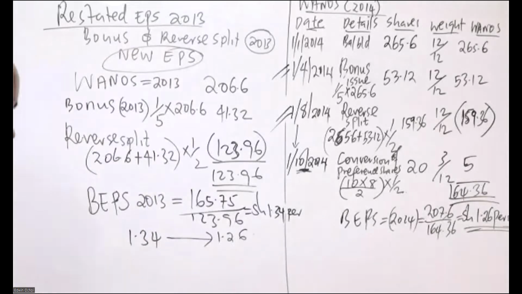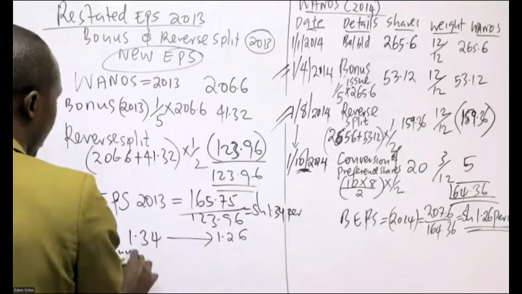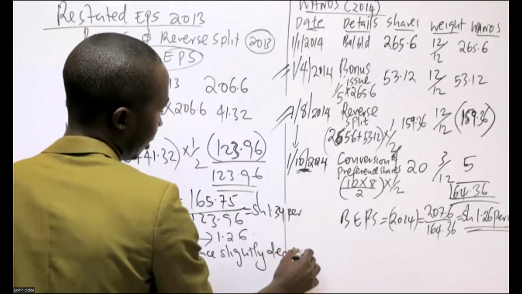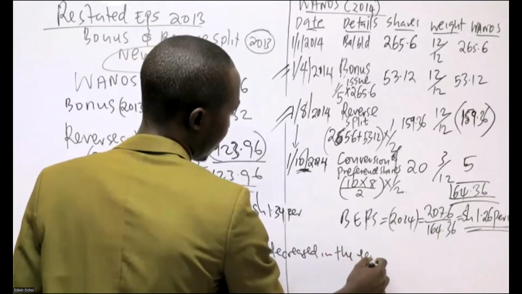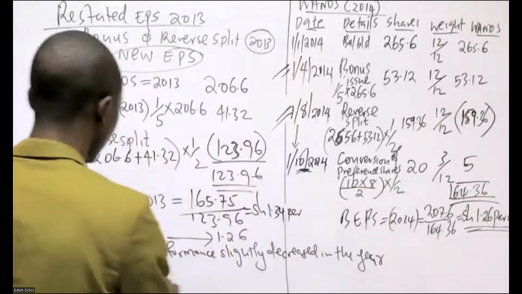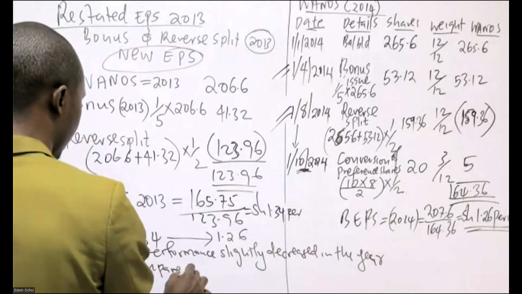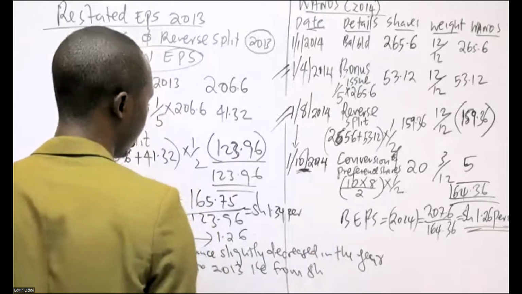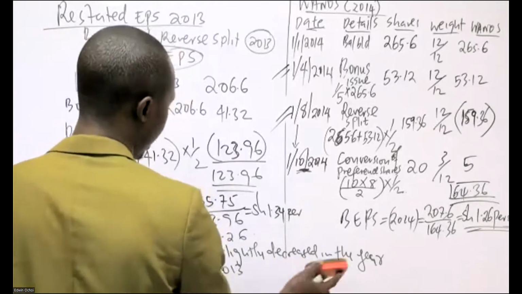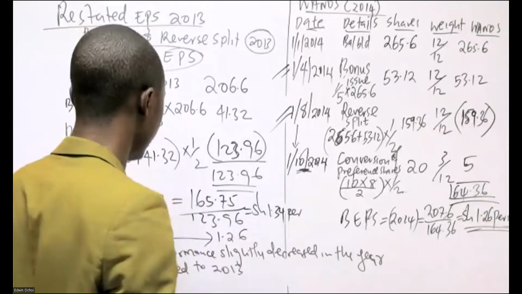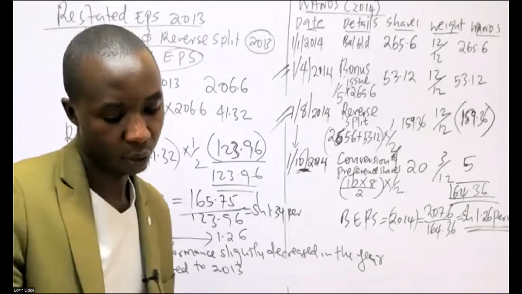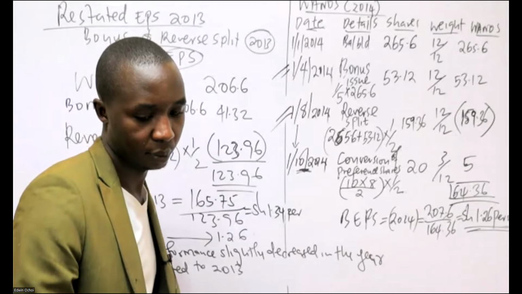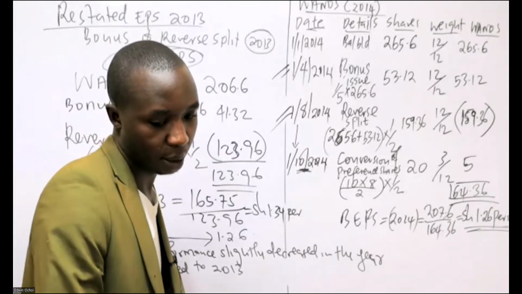So you can say that the company's performance did what? The company performance slightly decreased in the year 2014 compared to 2013. It's not a must you mention those EPSs, so this is enough. The company performance slightly decreased in the year 2014 compared to the year 2013. So that marks the end of that question.